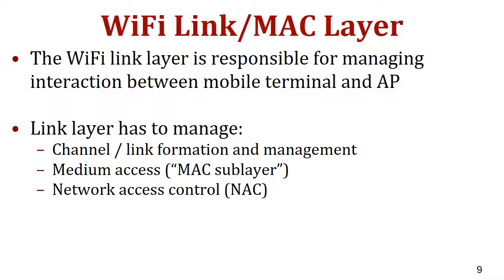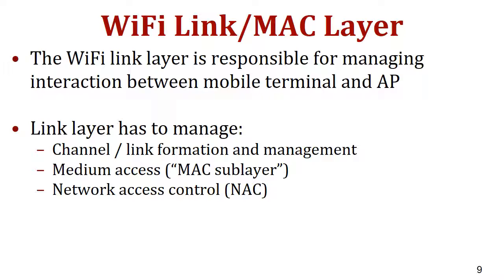Now let's look at the upper layers, the MAC layer and also the link layer. Together they form the data link layer for Wi-Fi. The Wi-Fi link layer, which is the LLC we previously mentioned, is responsible for managing interaction between mobile terminals and the access point. What do we mean by managing? The link layer has to manage the following things: the channel and link formation and management, and it also needs to send information to the media access and have network access control. So the link layer is very critical.